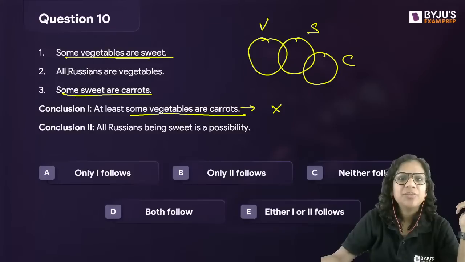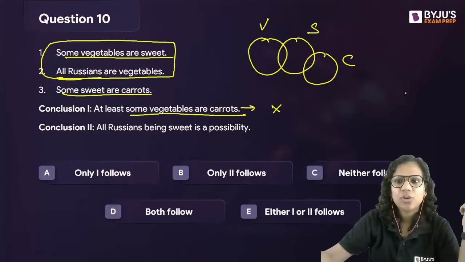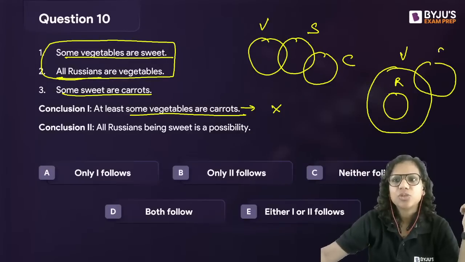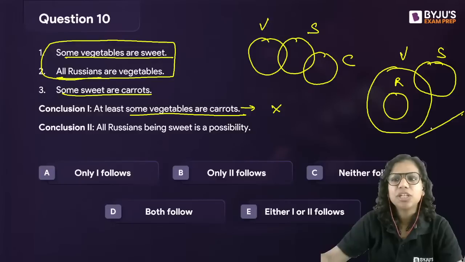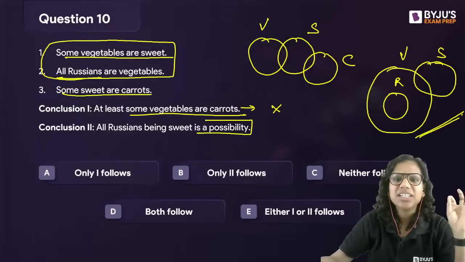Then all Russians are vegetables and some vegetables are sweet. Look at these two now. All Russians are vegetables and some vegetables are sweet. So ideally this is how I should draw the diagram, minimum overlap, right? However, look at the conclusion. It talks about possibilities now. It is not talking about is or are, what is definitely true.